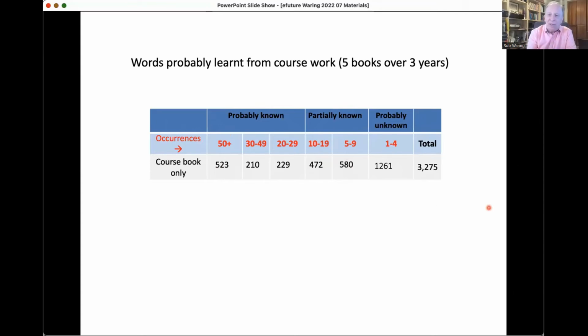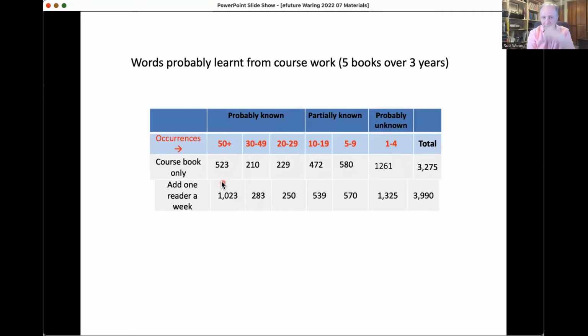What will happen if we add 1 graded reader per week? How much extra input would that be for the students? So here we now have the figures. What we see here is this vocabulary moves across here. What's happening is, by adding the reading, these words now move to the probably known category. And these words probably move to the partly known vocabulary. So we can see a big jump in numbers here.